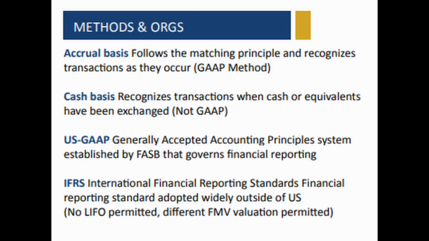Methods and organizations. There are two main methods of accounting: accrual basis and cash basis. Accrual basis, which follows the matching principle and records transactions when they happen. This is the GAAP method. Cash basis is when it records only when cash actually moves, when cash exchanges hands. That is not GAAP compliant. Under GAAP, rules are set by the FASB in the US. Outside the US, many companies follow IFRS, which allows for fair value adjustments and no LIFO method.